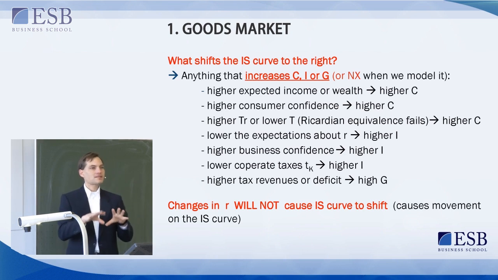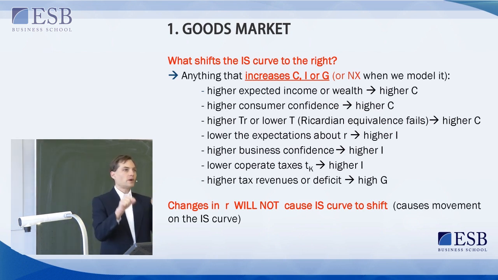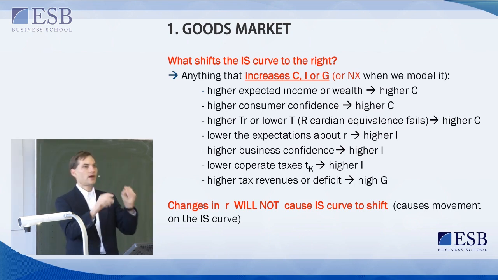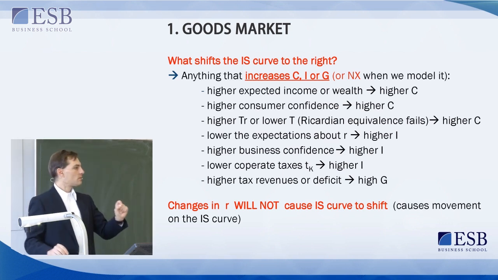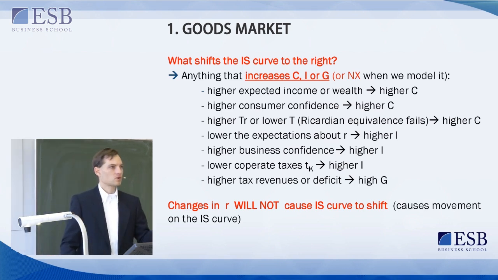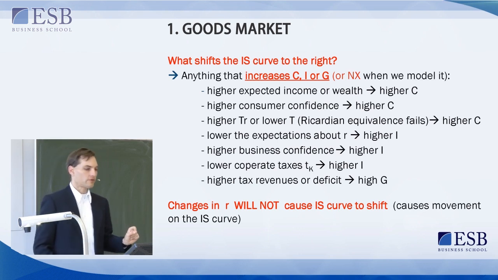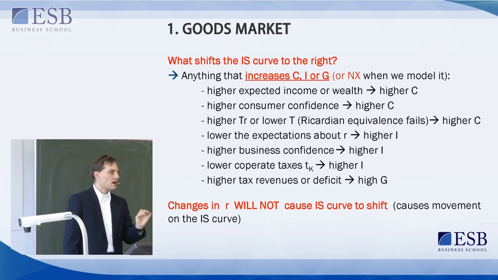And we do the same study here. First, we have derived the curve, and we have seen the IS curve is downward sloping. And now we are talking about the factors shifting this curve to the right or to the left. So what are these factors? Principally, it's very easy to answer.